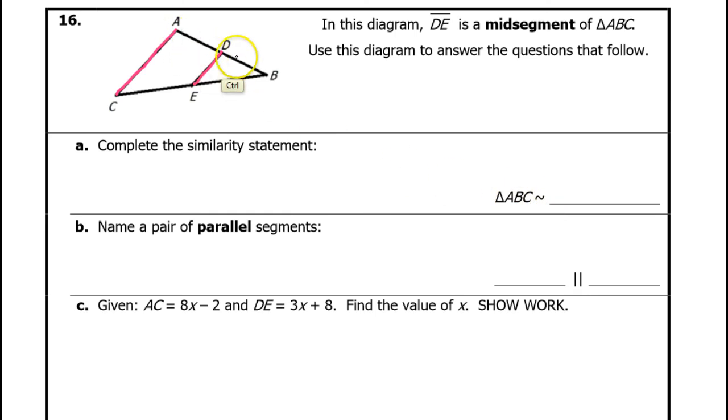Triangle ABC, the large triangle, is going to be similar to triangle DBE. That's easy because they are rotated in the same direction, so that's sort of common sense. Name a pair of parallel sides. AC is parallel to DE.